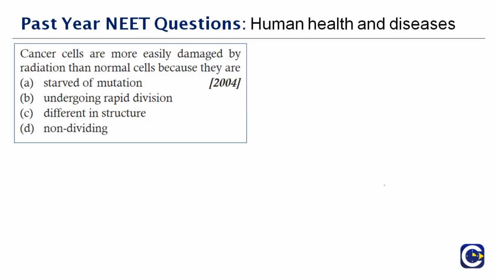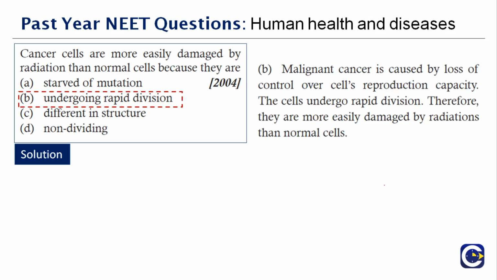Cancer cells are more easily damaged by the radiation than normal cells because they are dash. Okay, let's analyze the statements here. They are starved of mutation, wrong. Undergoing rapid division, that is right. So we all know when it comes to the characteristic of a cancer cell, they keep replicating, they keep multiplying, and the growth is unstoppable. Malignant cancer is caused by the loss of control over the cell's reproduction capacity. The cells undergo rapid division, therefore they are most easily damaged by the radiations than the normal cells. That is why cancer cells are more easily damaged by radiation when compared to the normal cells.